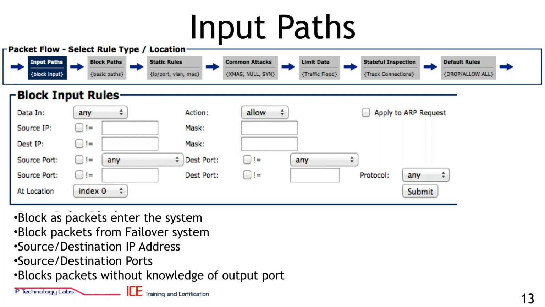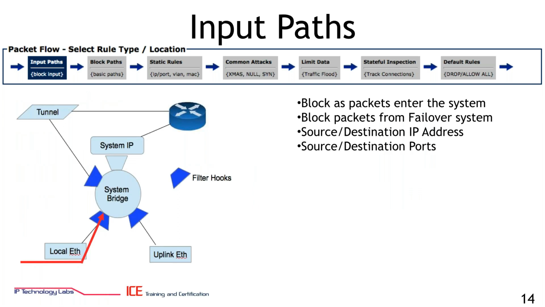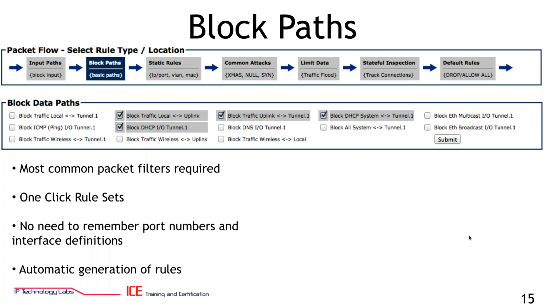So the input paths is a way of blocking traffic at the input interface. I can say I want to block traffic right as it comes in my local Ethernet interface if it doesn't meet this certain set of criteria. So this input paths operates directly on this internal filtering block as the traffic enters the device.